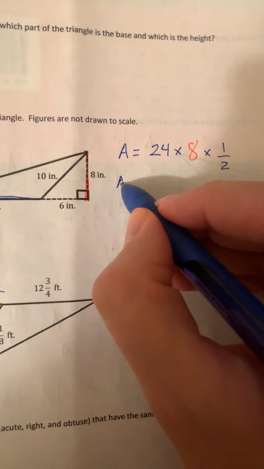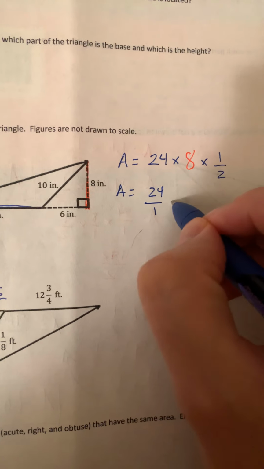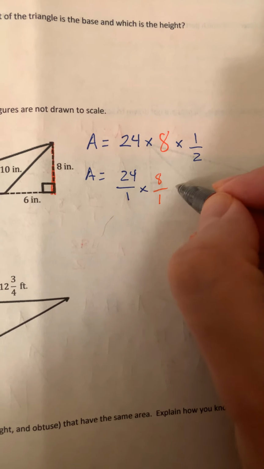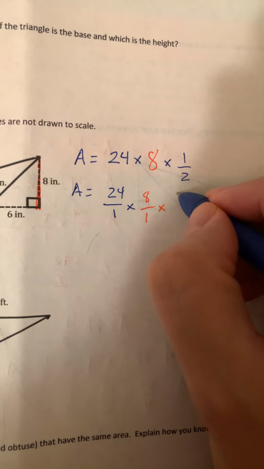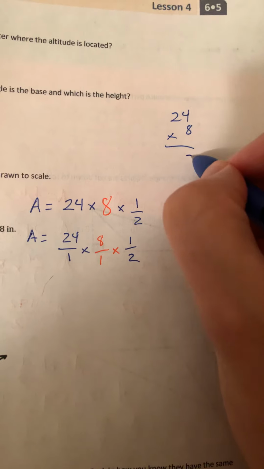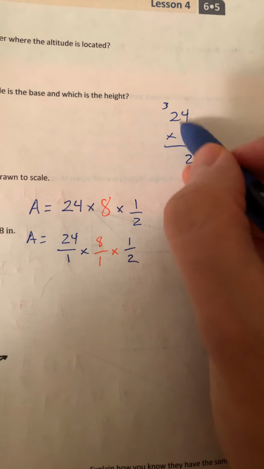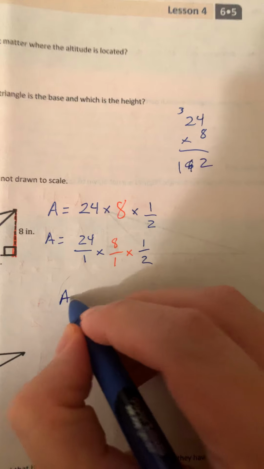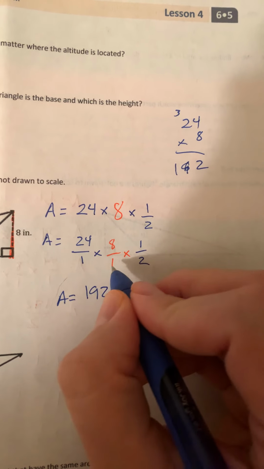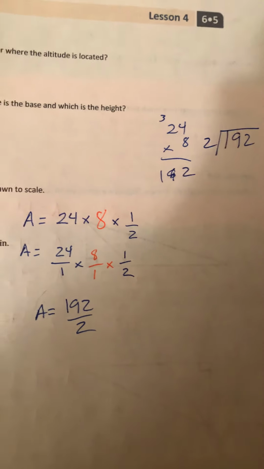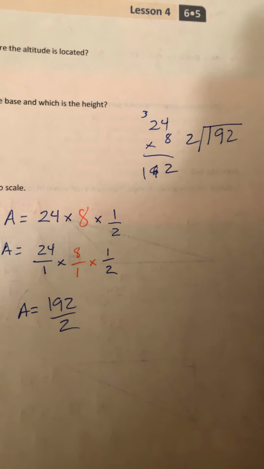Now I'm gonna make these into fractions, which is 24 over 1, times, and I'm continuing to use the red to represent the height, 8 over 1, times, and lastly the 1/2. Now I'm going to multiply across. 24 times 8. 24 times 8 is 32, carry the 3. 8 times 2 is 16, plus 3 is 19. So it's 192. Area equals 192. And this is 1 times 1 is 1, and 1 times 2 is 2. So I'm going to divide 192 by 2. And that should let me know the area of this triangle.